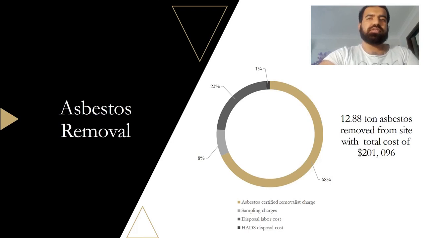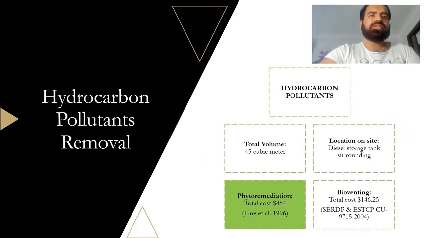So when we talk about hydrocarbon pollutant removal technologies, we need to remove a 45 cubic meter volume of earth surrounding the diesel storage tanks, which is polluted by hydrocarbons. We can use phytoremediation or bioventing. Even though bioventing is cheaper than phytoremediation, we would still use phytoremediation because it would cover the other pollutants as well.